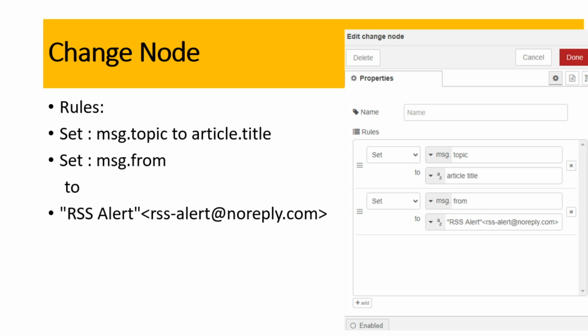So I am adding a message from RSS alert at noreply.com. For example, if you want to send to any particular email ID, then this is required. If not, we can ignore this. So this change node is to route it, called keyword detected, through the switch node. So that's all we have done with the change node and the switch node.